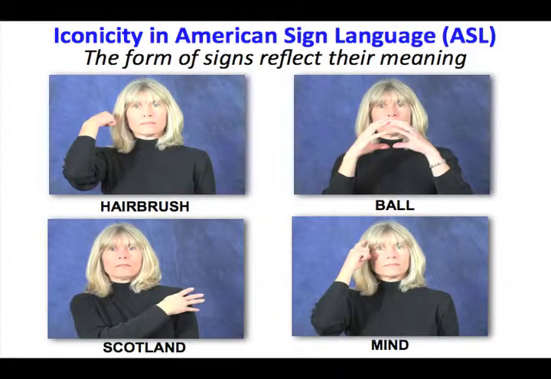And the reason that this question comes up is because of something called iconicity, the fact that signs often look like or have some relationship to their meaning. I'll give you some examples. Okay, so these are from American Sign Language. The first one, the sign for hairbrush, looks very much like brushing your hair. The sign for ball looks like the shape of a ball. The sign for Scotland sort of reflects the typical plaid scarf that is associated with Scotsmen.